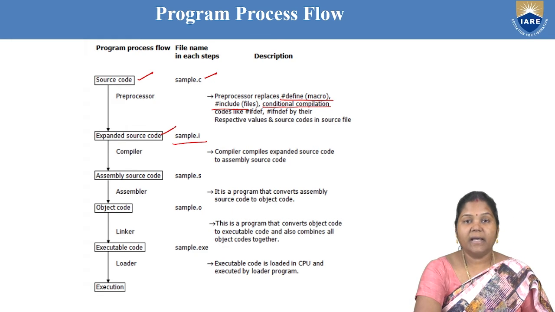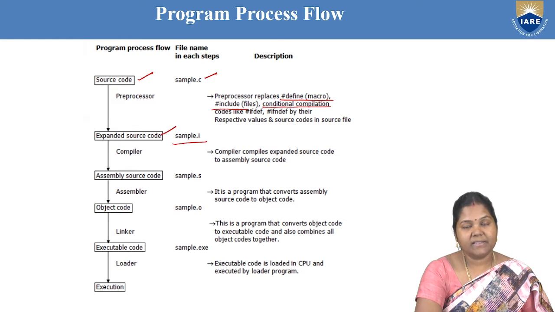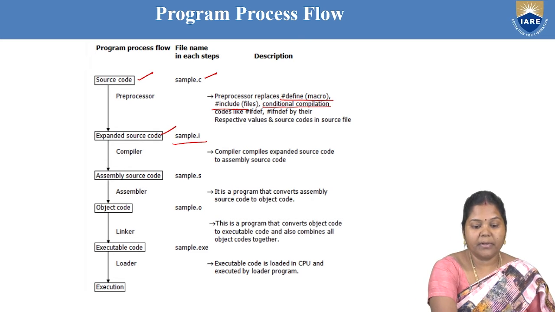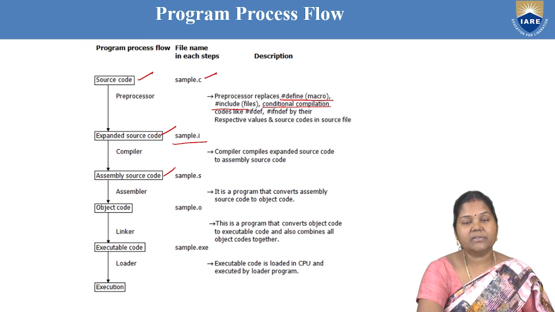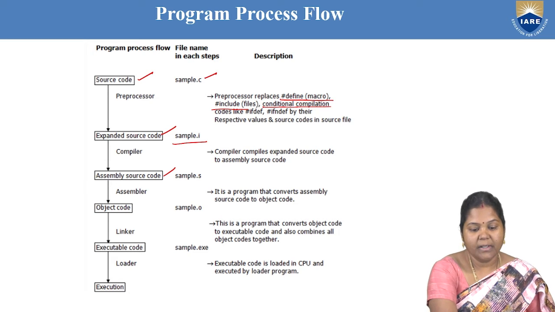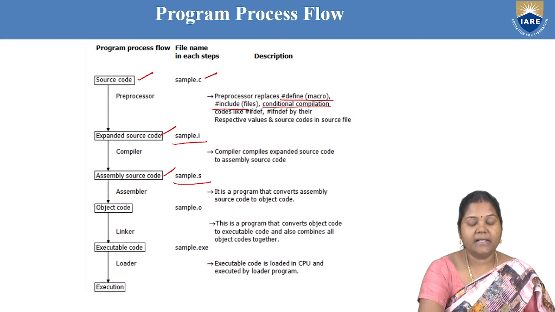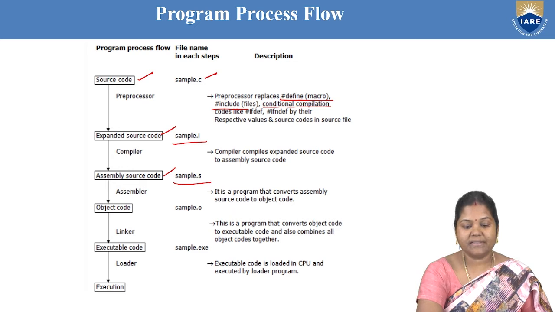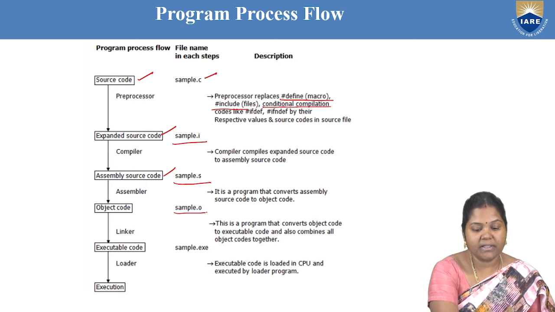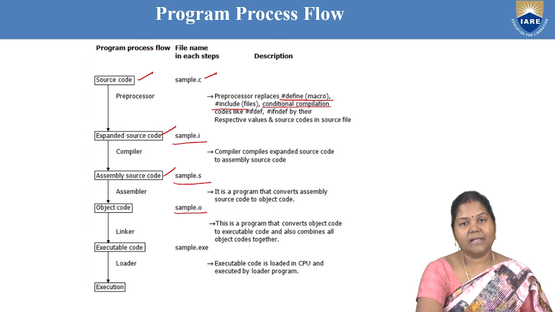Once it is expanded source code, it is sent to the compiler. The compiler will produce the intermediate form called assembly source code. Then there is an assembler which will produce the object code. So the assembly source code is the intermediate form called sample.s, and that is again converted into sample.o, the object code, by the assembler. So the assembler converts the source code into object code here.